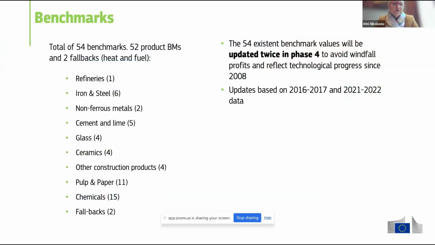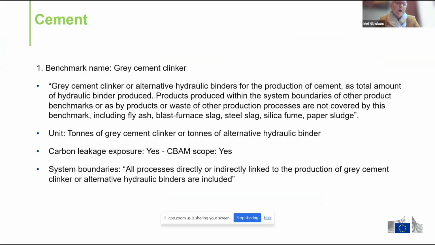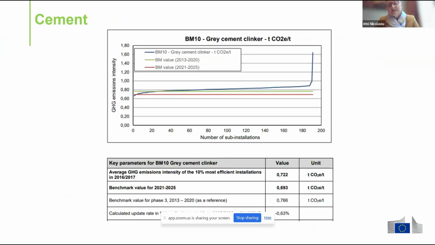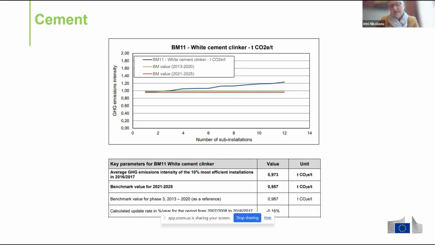And here I just put for you some examples on benchmarking. What does the cement benchmark mean? We define the system boundaries. They are very well explained in a guidance document, also in a regulation, in a secondary act, but then in a guidance document. And then we have frequently asked questions. So our engineers, installations, operators, verifiers, even competent authorities can find a reply to their questions. And here is an example of the white cement clinker and the gray cement clinker, with some numbers.